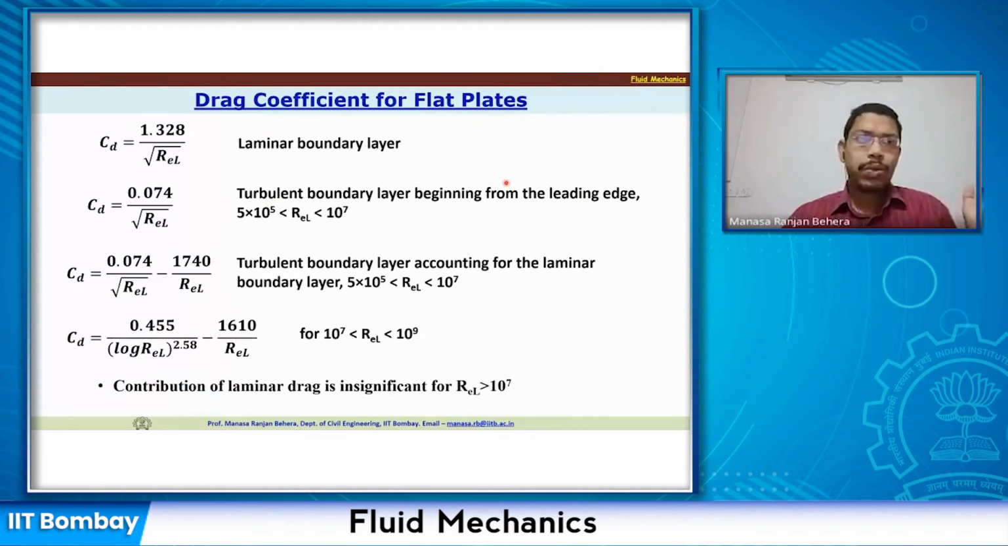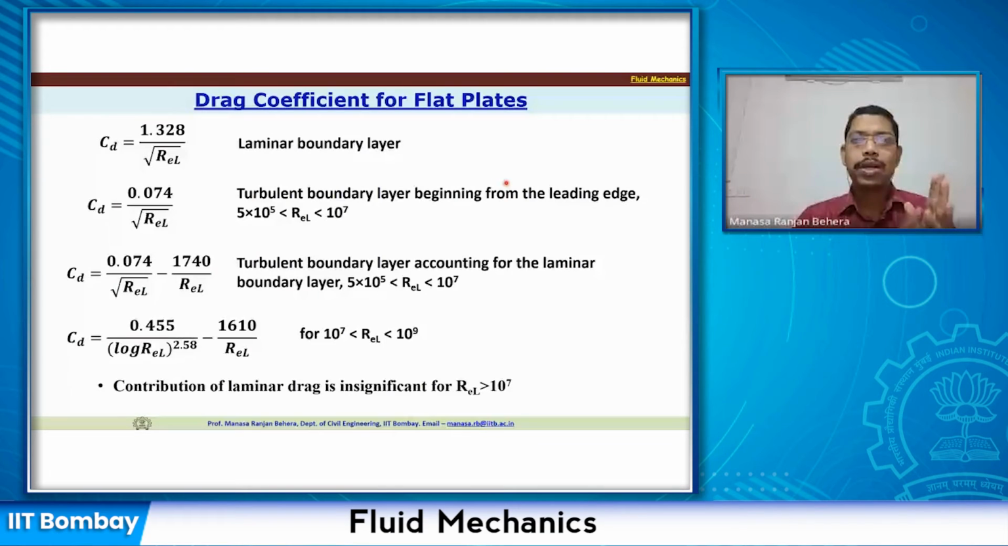Okay, we have already seen that the CD we can write down as 1.328 divided by square root Re_L. Okay, L is the length over which the flow takes place. So this equation was valid for laminar boundary layer. So similarly, we have seen CD equals 0.074 divided by square root Re_L. This is applicable for turbulent boundary layer beginning from the leading edge.